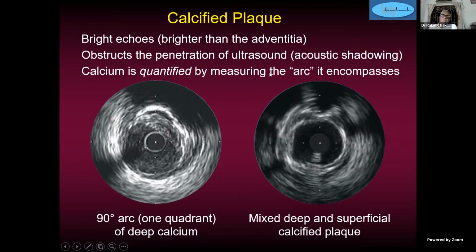Calcium is quantified by measuring the arc. You can actually measure the arc. A 90-degree arc makes deep and superficial calcium plaque. So all this can be quantified as deep calcium or superficial calcium. So these are superficial calcium. This is very deep calcium, one quadrant, very deep. It actually involves the intima and also partly the adventitia, which is important for us to understand.